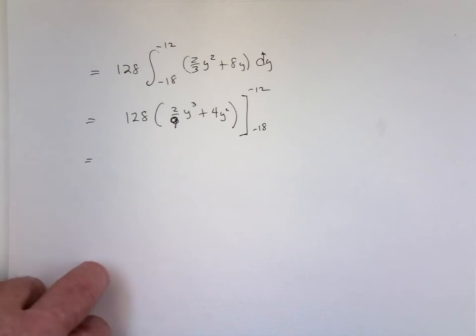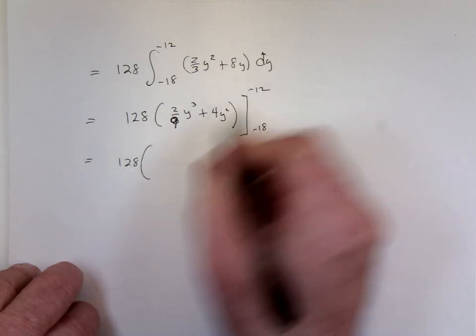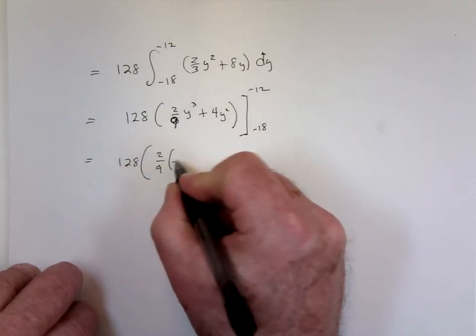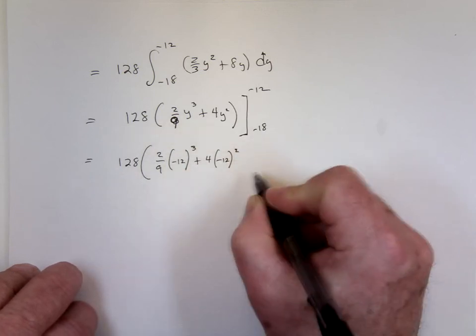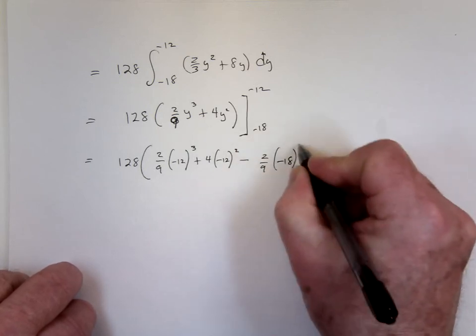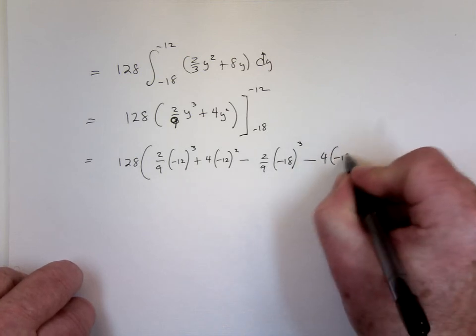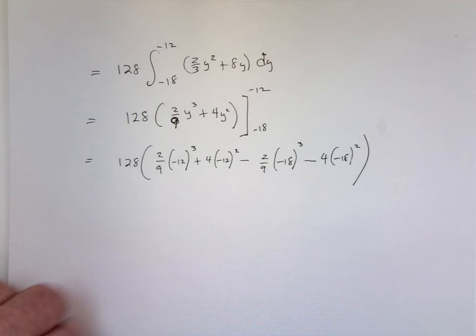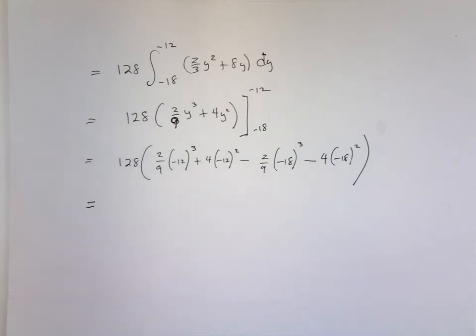Okay. So, 128. Substitute in negative 12. I'm definitely going to need help on this. Negative 12 cubed plus 4 times negative 12 squared minus 2 9ths negative 18 cubed, minus 4 times negative 18 squared. I need someone to crank that out for me. I have no idea what the answer is.